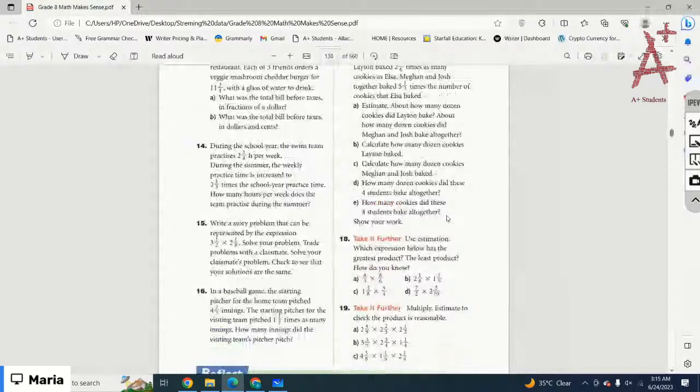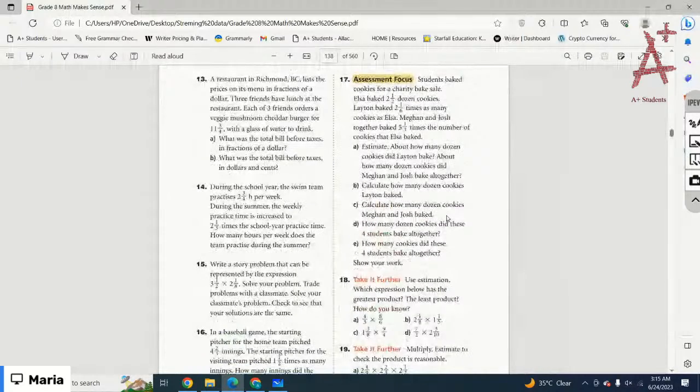Let's just look at question number 17. That is assessment focus. Okay. Students baked cookies for a charity bake sale. Elsa baked 2 whole 1 by 2 dozen cookies. Leighton baked 2 whole 1 by 6 times as many cookies as Elsa. Meghan and Josh baked together 5 whole 1 by 3 times the number of cookies that Elsa baked. Estimate about how many dozen cookies did Leighton bake? About how many cookies did Meghan and Josh bake together? So you have to calculate the values.